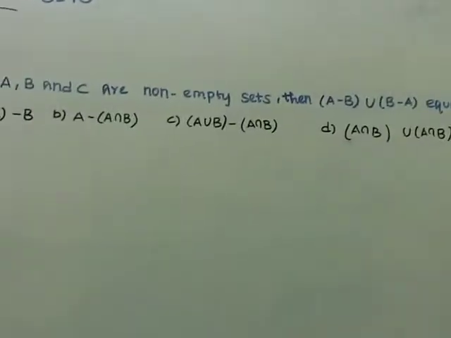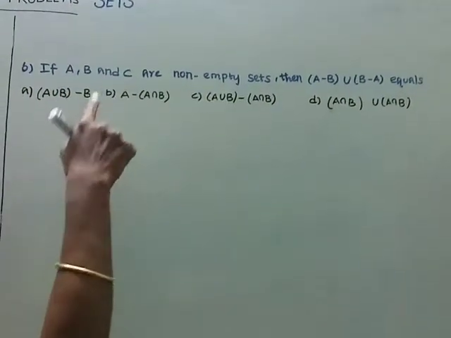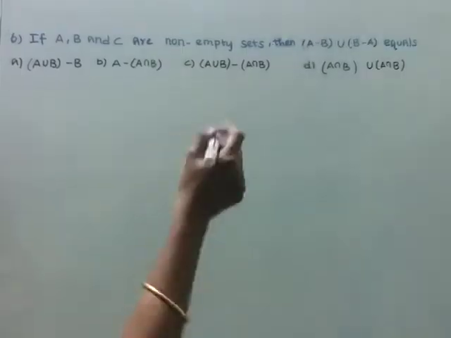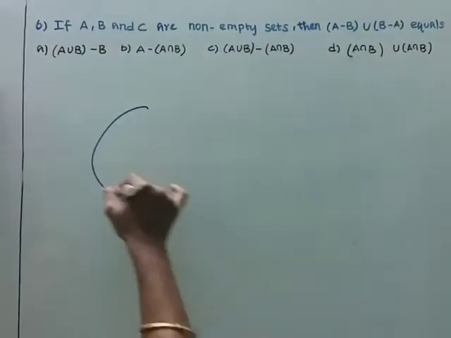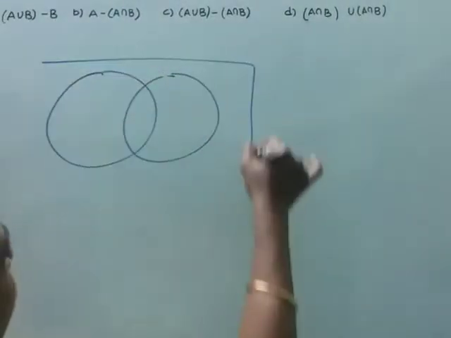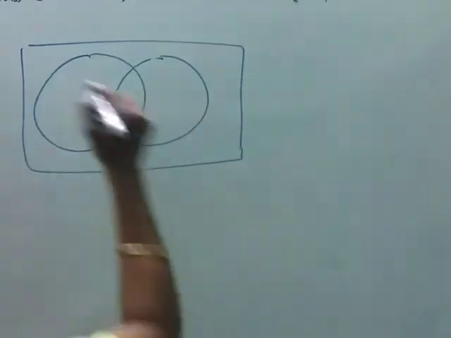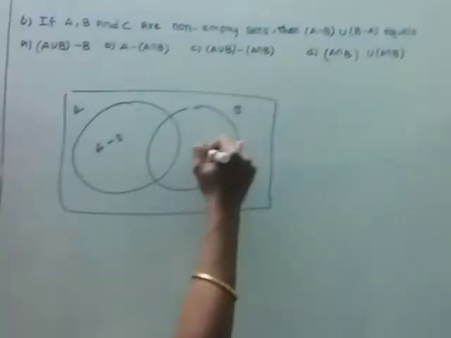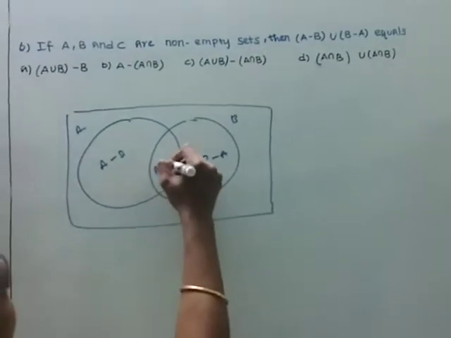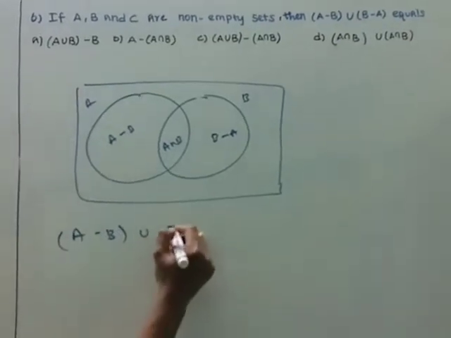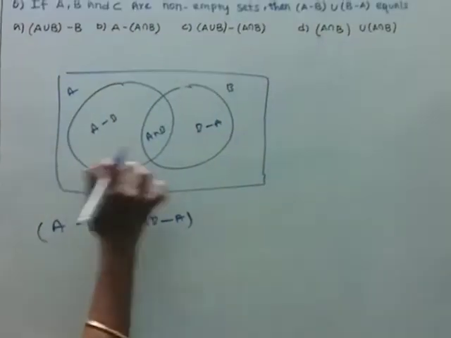So this will be the answer. Next we pass on to the sixth problem. If A, B and C are non-empty sets, then A minus B union B minus A. Children, here also you have to refer to the Venn diagram. For A and B, this will be A minus B, this will be B minus A, and this will be A intersection B. Here they are asking A minus B union B minus A, so we are shading these two only.